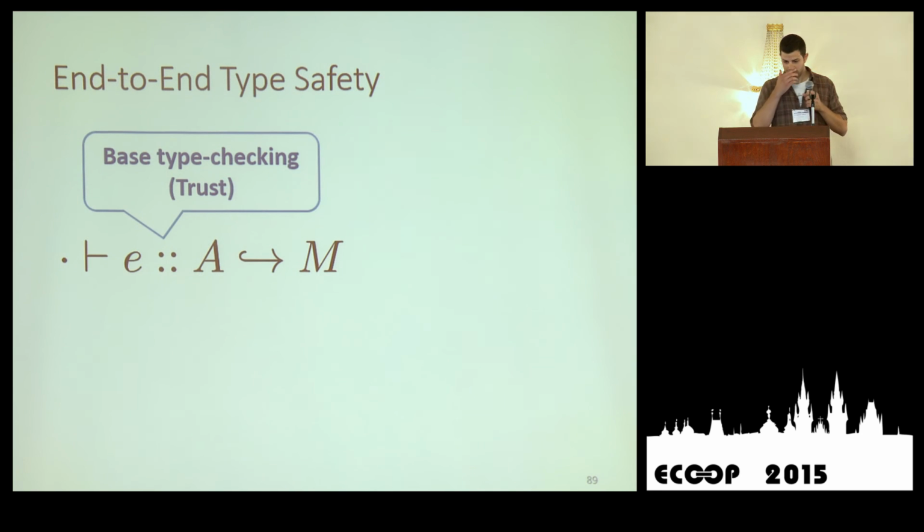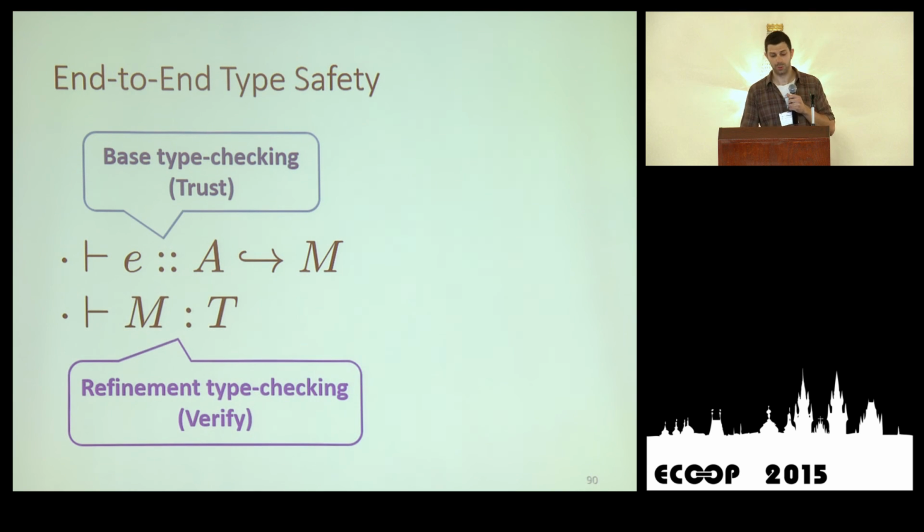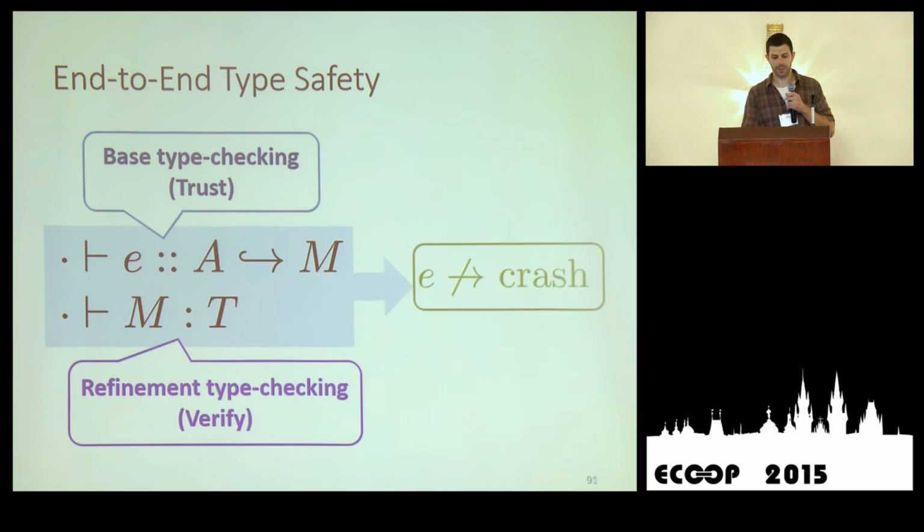And then finally, as part of our end-to-end type safety theorem, if we are able to establish both that E type checks in the elaboration phase and gets elaborated to an expression M, and we can also check M with a refinement type checker in the verify stage, then we get type safety, in that E will not crash.